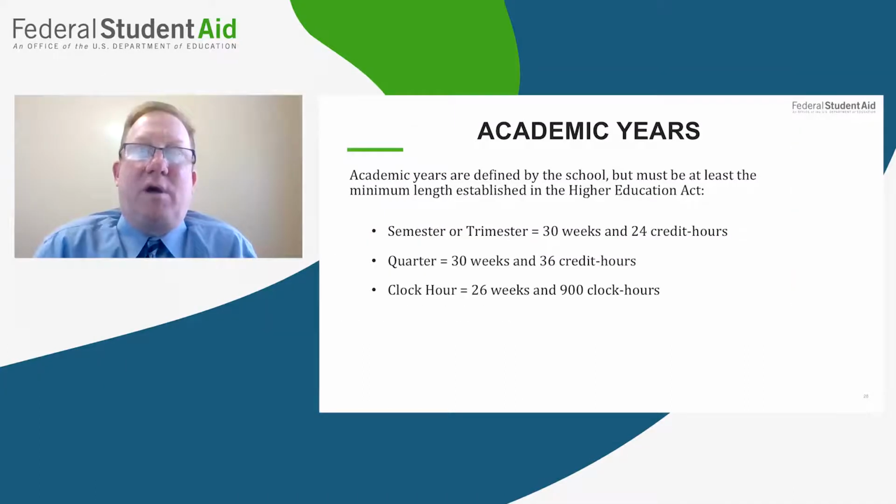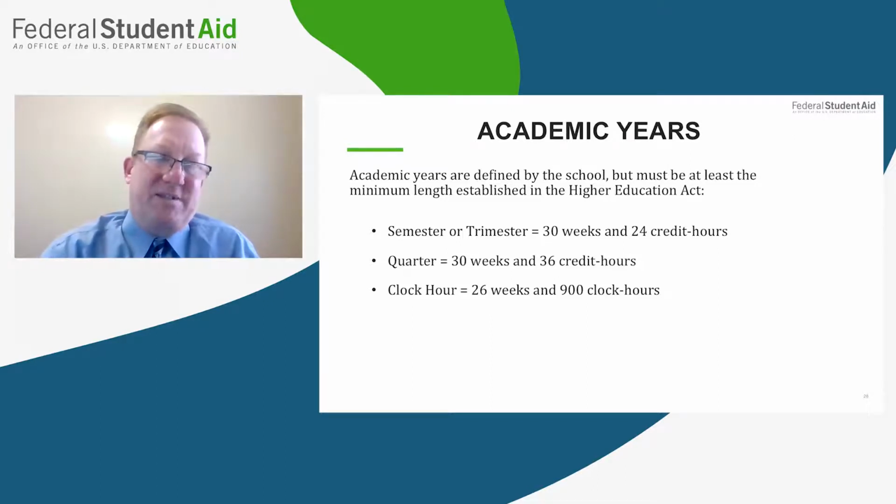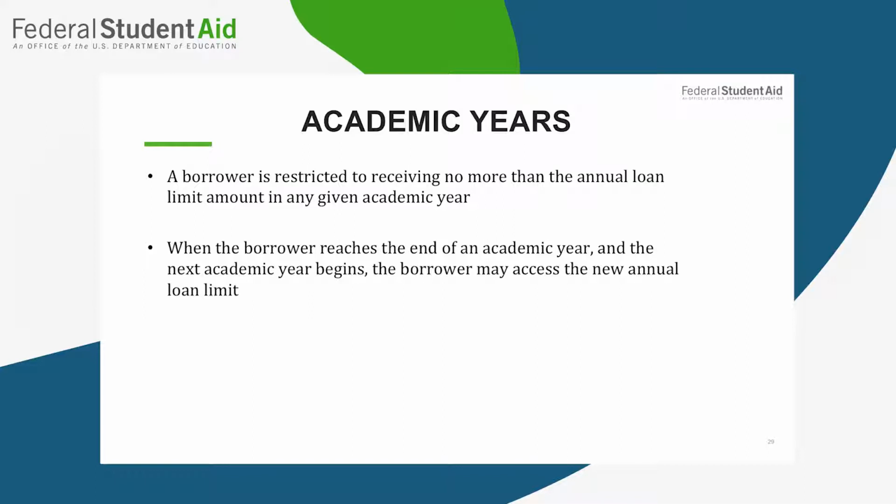This is the amount of academic work a full-time student should be expected to complete and the time frame when that's done. Once you have this established, it acts as a benchmark measure or a template or a yardstick. Once this is established, we can compare it to the actual length of your program or to the portion remaining to determine how long your programs are and how much is remaining for these students. It's also important in the loan world because this borrower is restricted to receiving no more than their annual loan limit in any given academic year. Then when the borrower reaches the end of the academic year, the next academic year begins and the borrower can access a new annual loan limit.